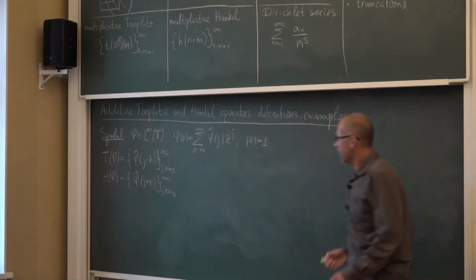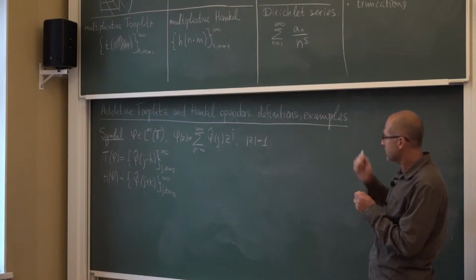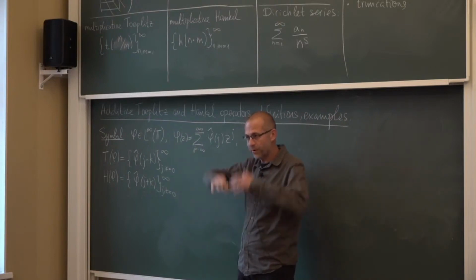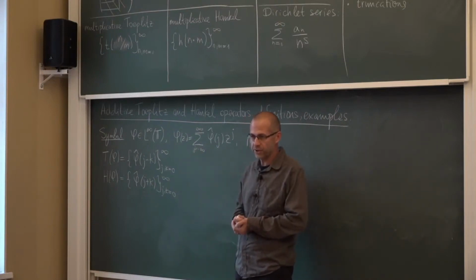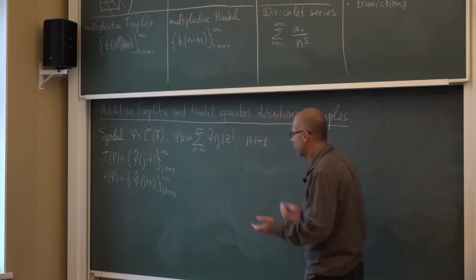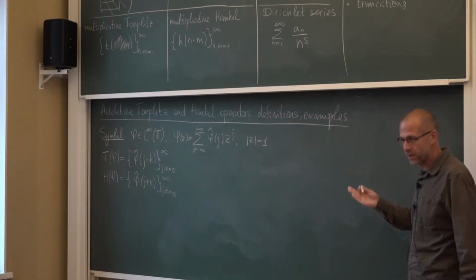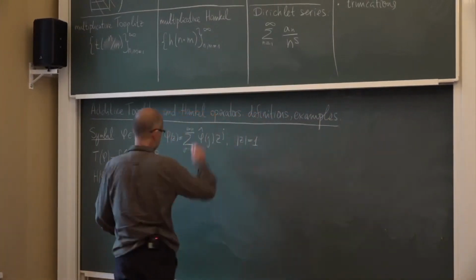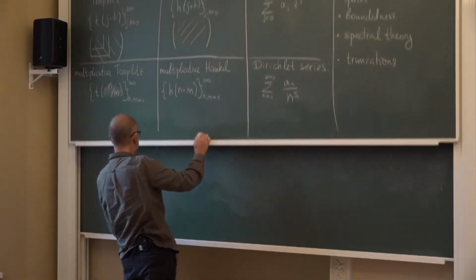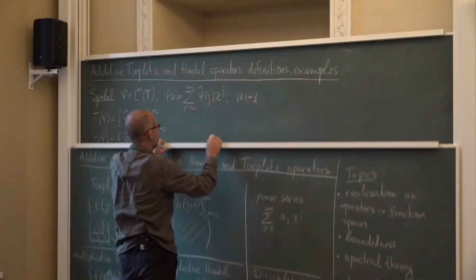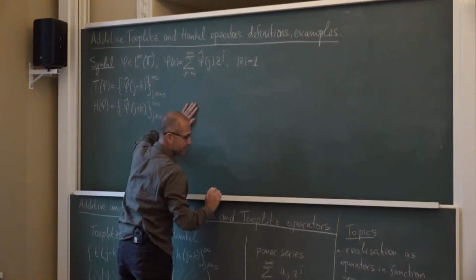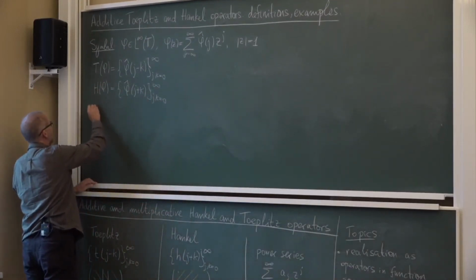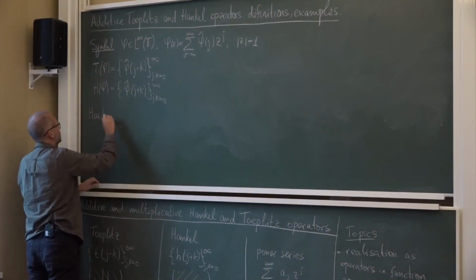Now I claim that these infinite matrices are in fact matrices of some operators acting on a suitable function space. So let's first recall what this function space is. It will be the Hardy space. And let's see how to define these operators on this function space. Let me recall the definition of the Hardy space.